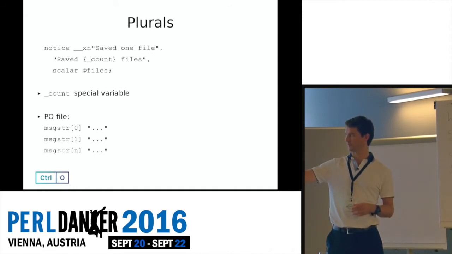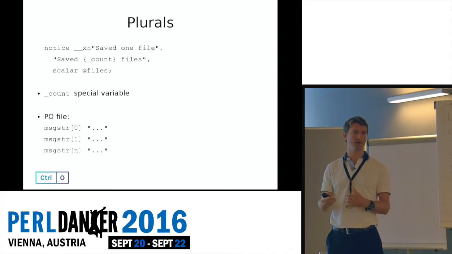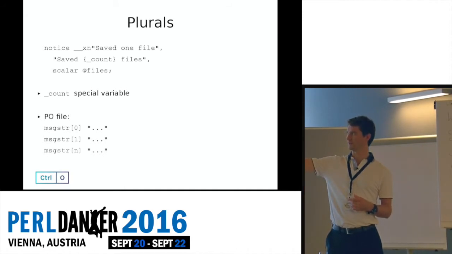So you can see in the PO file, for English, you just have a message string 0 and a message string 1. For other languages that have more, you'd have 2, 3, 4, and however many you needed. And the header of the PO file would describe which one of those to pick. You don't need anything else in the first part of the text there, because it'll just pick out whichever translation string for the number that you've passed it. Does that make sense?